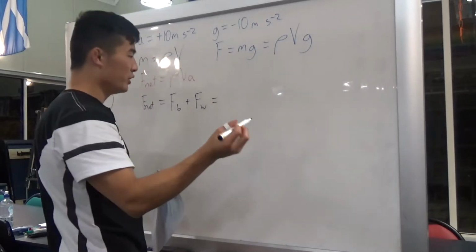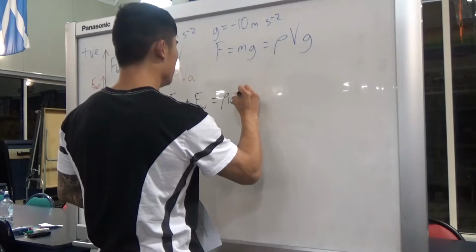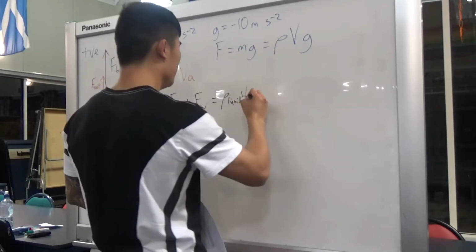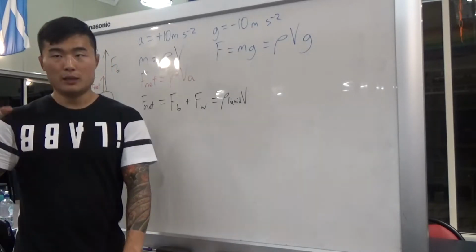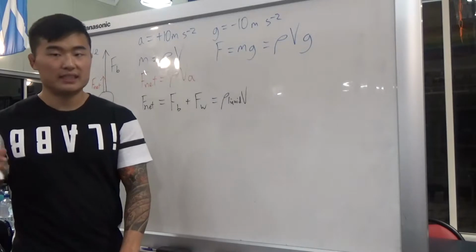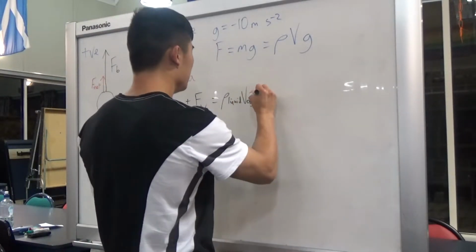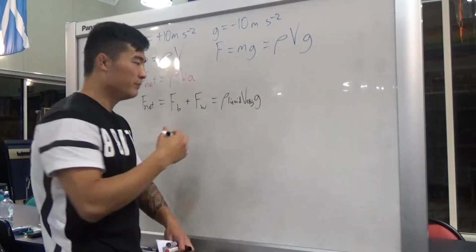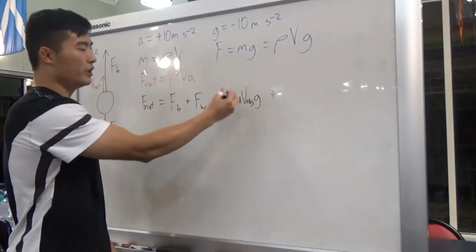So the equation for buoyant force is the density of the liquid multiplied by the volume of liquid that has been displaced. And because the object is fully submerged, that's going to be the volume of the object, which is equal to the volume that's been displaced, times gravity. So this is the buoyant force here.